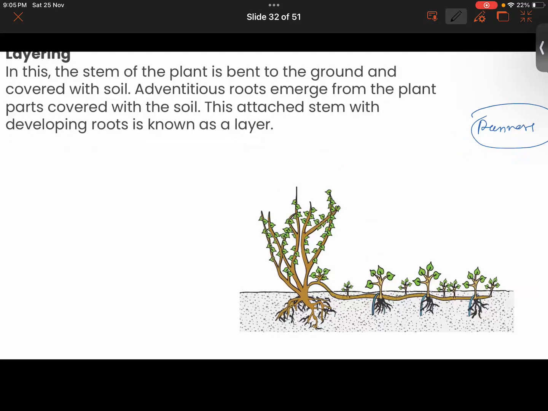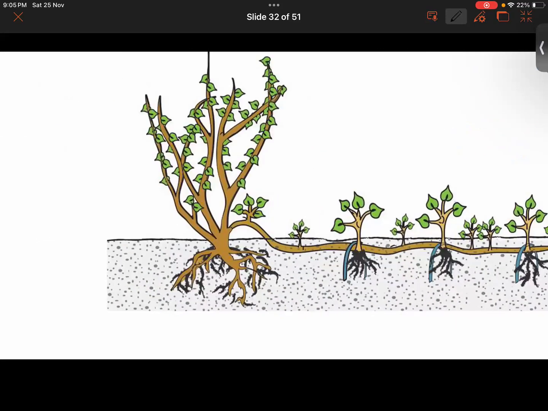So see the structures over here. What are these metal ring structures? They are there to hold the branches close to the ground. Getting it now? Sundus, Vaiga, Chakrika, are you getting it or not? Yes, sir. It's a simple thing.